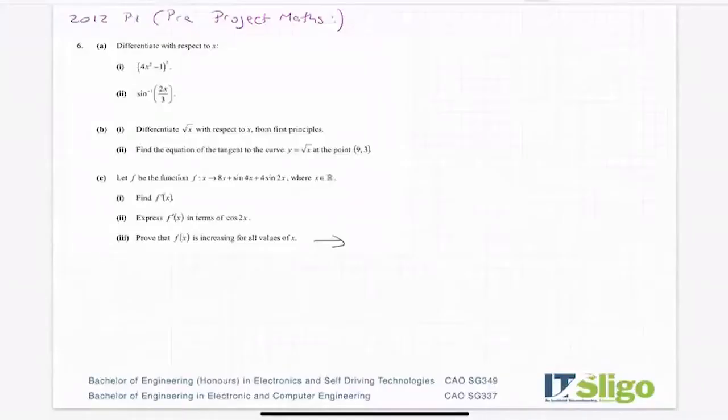Right, differentiate with respect to x, 4x squared minus 1 cubed. Okay, so this question looks a bit different because I've taken it off the pre-project maths papers. 2012 was the year where they did project maths with a small number of schools, and then everyone else in the country took the older type maths. So this is off the older type maths paper. The questions are still the same. The questions are still very relevant. So differentiate with respect to x, 4x squared minus 1 cubed.